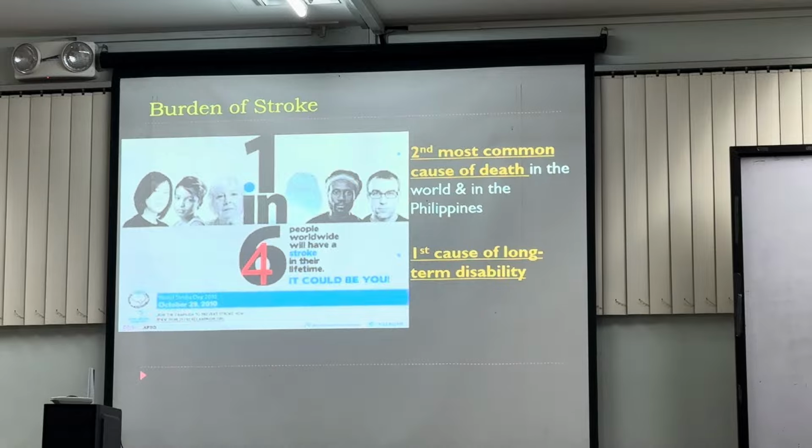Okay, burden of stroke. Second most common cause of death in the world and in the Philippines. That's what you wish. Patay na lang diretso. What if you're a survivor?